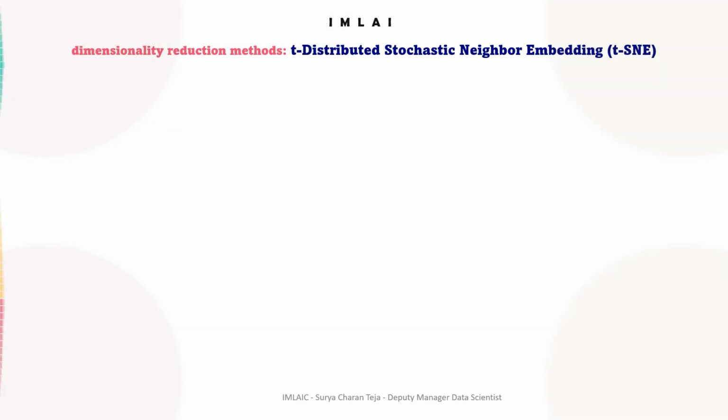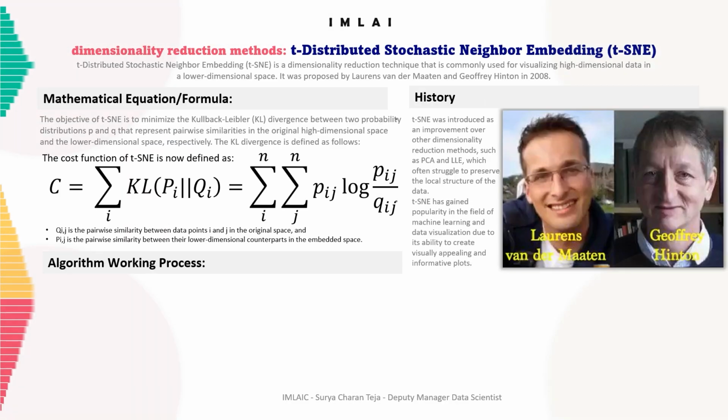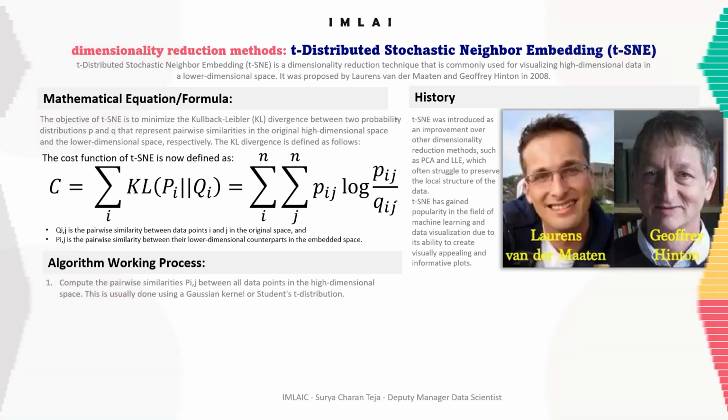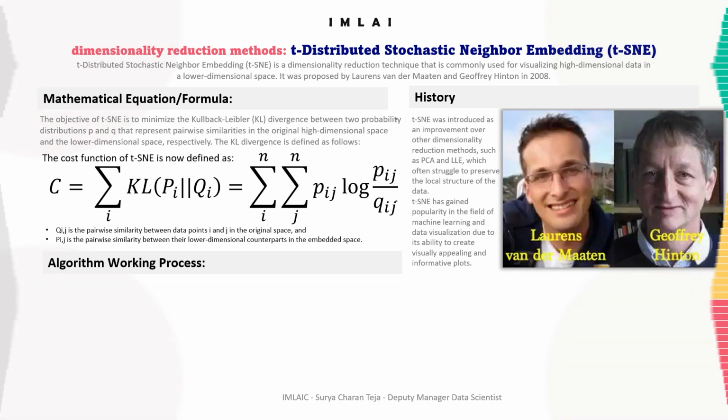So now let's move ahead. The next thing is to look into the algorithm's working procedure. The t-distributed stochastic neighbor embedding algorithm can be summarized in the following 5 steps. The first one is to compute the pairwise similarities, that's p sub ij, between all the data points in the high dimensional space. This is usually done using a Gaussian kernel or Student's t-distribution.